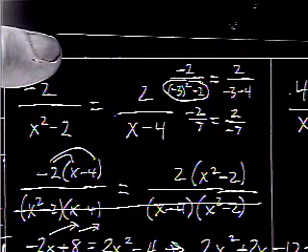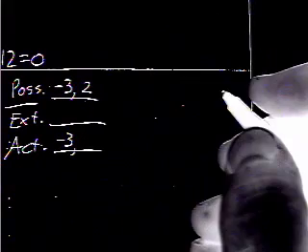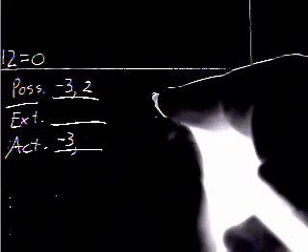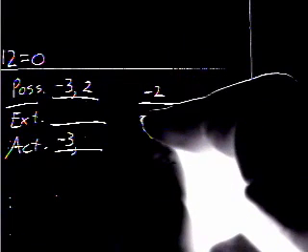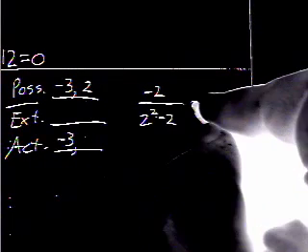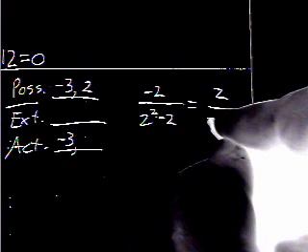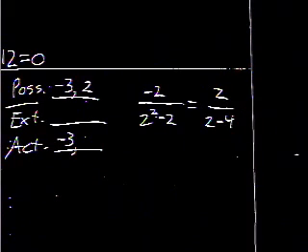I know that you can't see that on screen right now, but I wrote it down, and I'll show it to you in a minute. I'm running out of room here, so I'm going to have to go to a different spot to do this one. Let's see here. Plugging in the positive 2, I've got negative 2 over 2 squared minus 2 equals 2 over 2 minus 4.